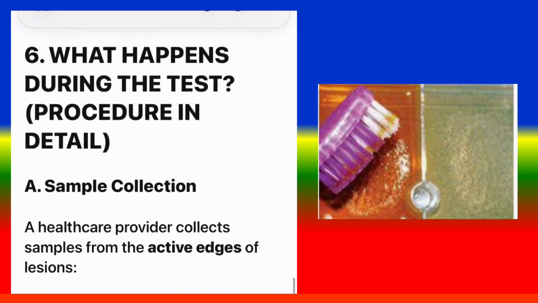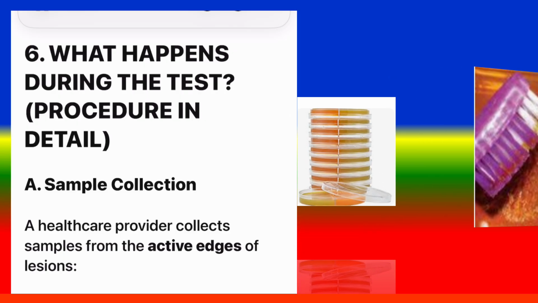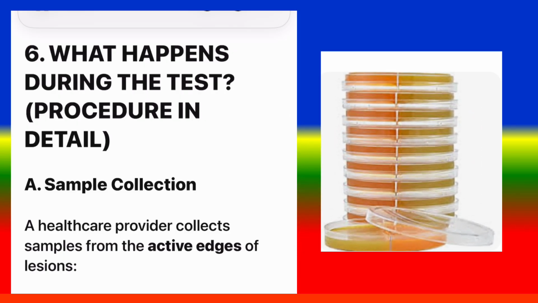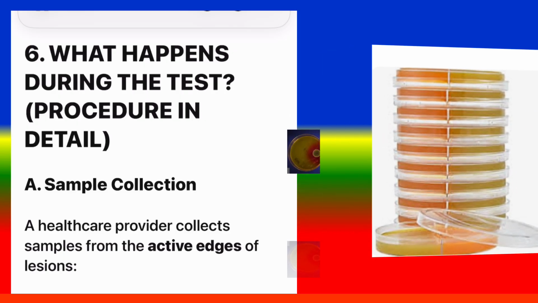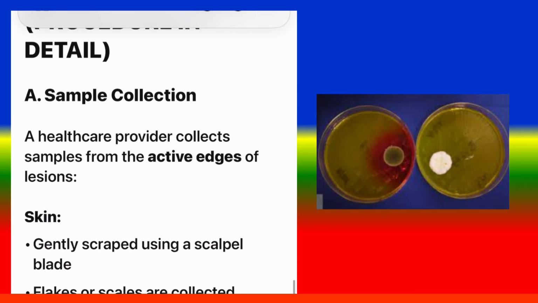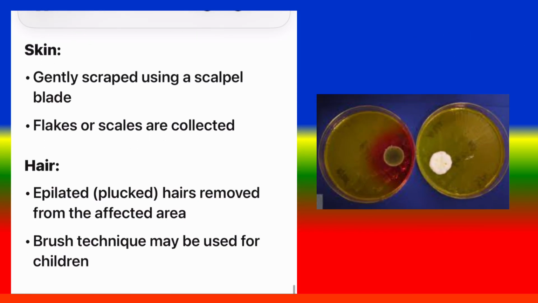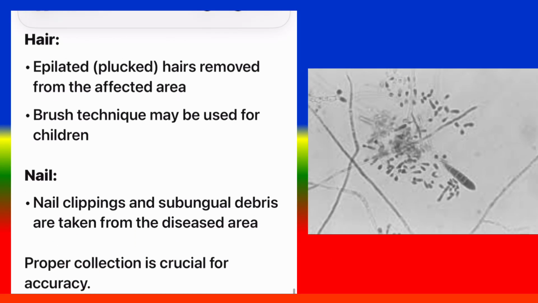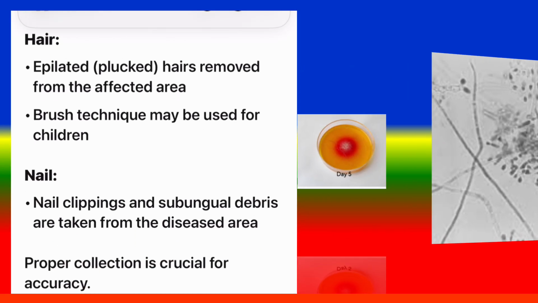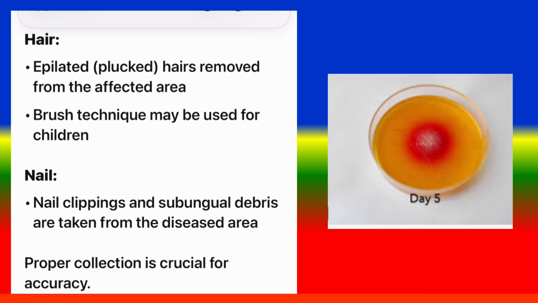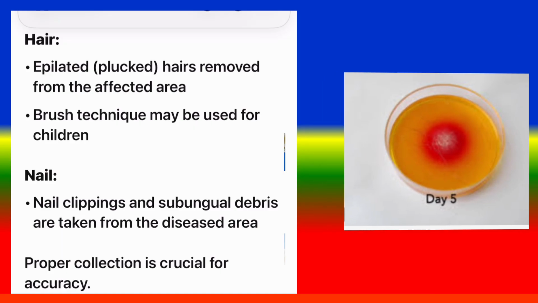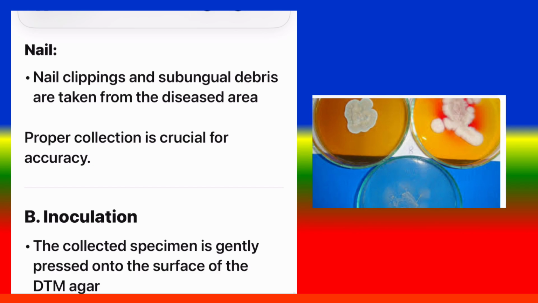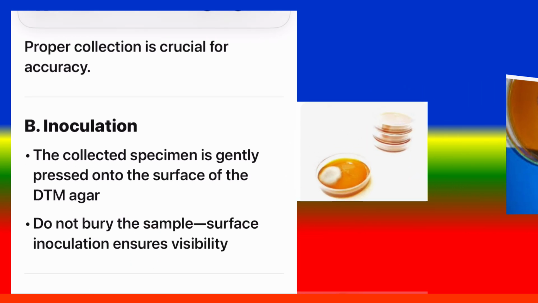Number 6. What happens during the test? Procedure in detail. A. Sample collection. A healthcare provider collects samples from the active edges of lesions. Skin is gently scraped using a scalpel blade, and flakes or scales are collected. Hair is epilated, meaning plucked, with hairs removed from the affected area. A brush technique may be used for children. Nail clippings and subungual debris are taken from the diseased area. Proper collection is crucial for accuracy.